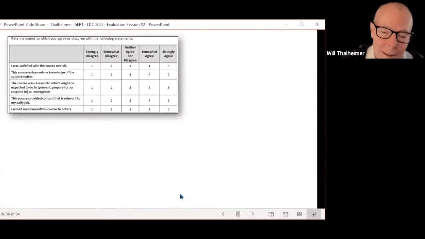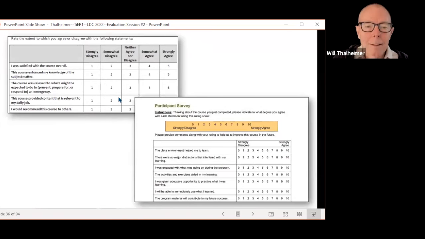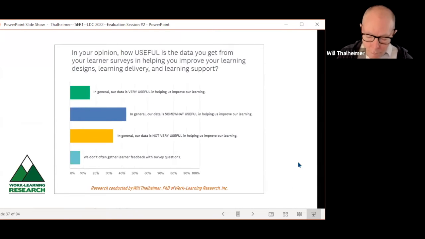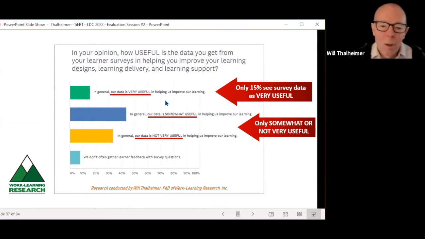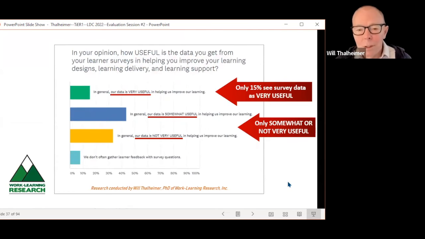And you've probably seen the typical type of smile sheets, happy sheets that are out there. We have a Likert-like scale from strongly disagree to strongly agree. We have numeric scales. That's fairly typical to what's out there. Now, when I was on my own at Work Learning Research, I asked learning and performance professionals like you: in your opinion, how useful is the data you get from your learner surveys in helping you improve your learning designs, your learning delivery, and your learning support? You can see where the bulk of the answers are. People said it's only somewhat or not very useful. Only 15% thought the data they get from their learner surveys was very useful.